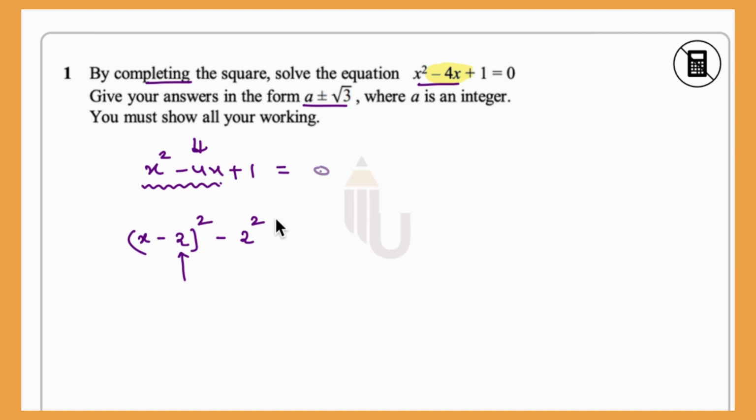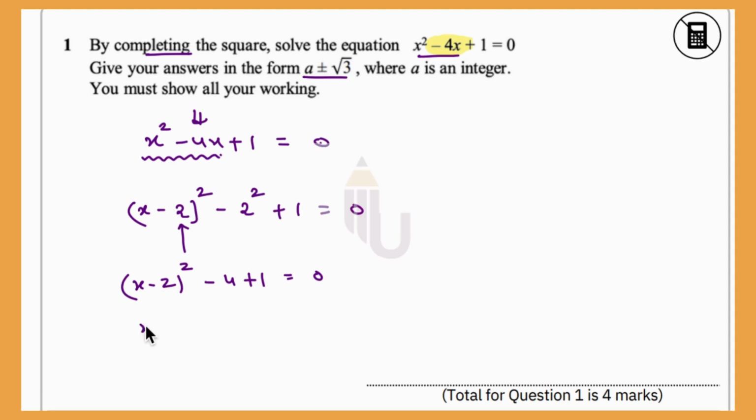These are the few things which, when you practice enough, you will understand that this is a very monotonous way to solve such questions. You just have to do this and you'll get your answer very easily. So from here we have to just simplify. I will get (x - 2) whole square minus 4 plus 1 is equal to 0. Then (x - 2) whole square is equal to 3, because minus 4 plus 1 is minus 3, and minus 3 sent to the other side will become plus 3.